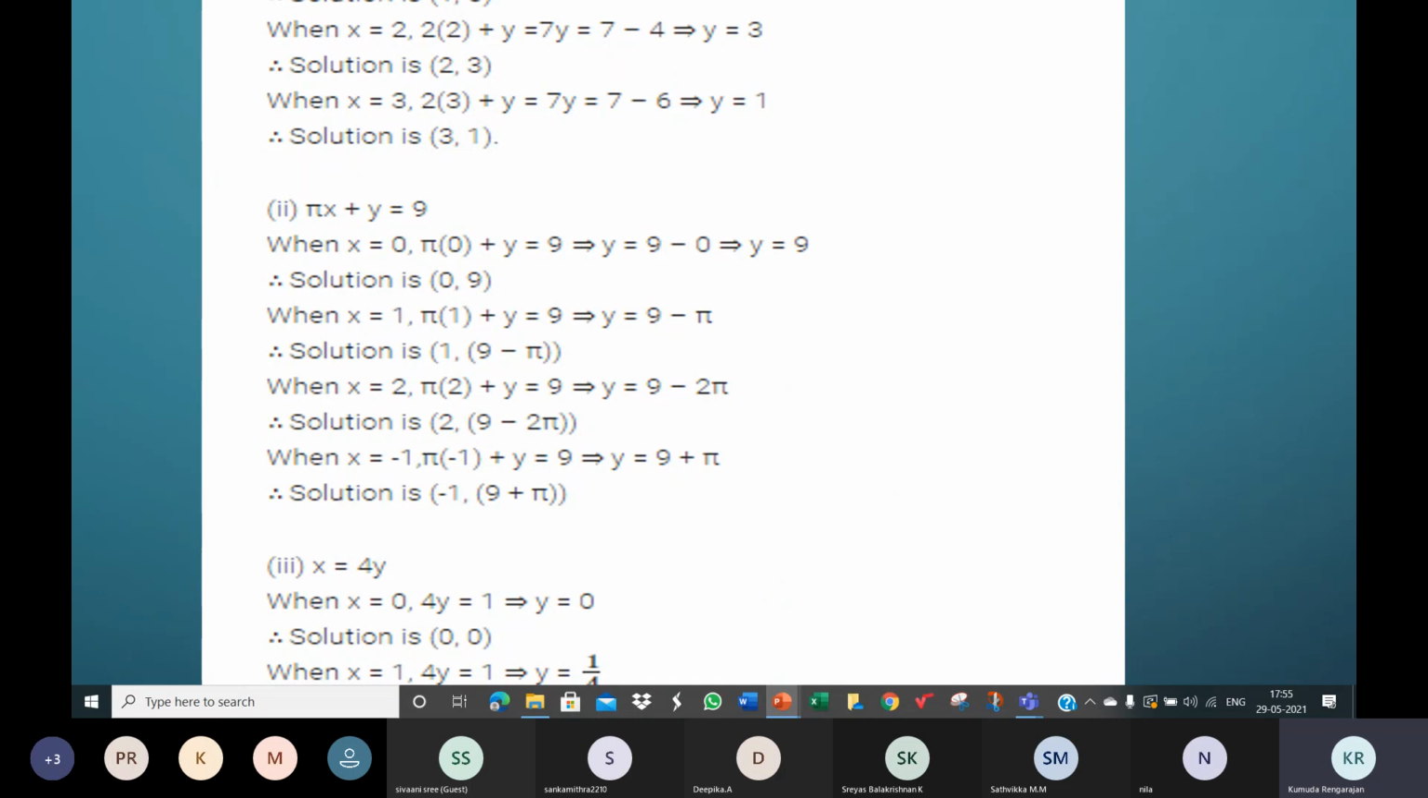So they've given different values for x: 0, 1, 2, minus 1. For different values of x, they found the corresponding values of y. And you can see the solution is expressed like this, x comma y. You can take fractions, any real value you can take. But make your work simple. So take 0 and smaller numbers, 1, minus 1, 2, minus 2.